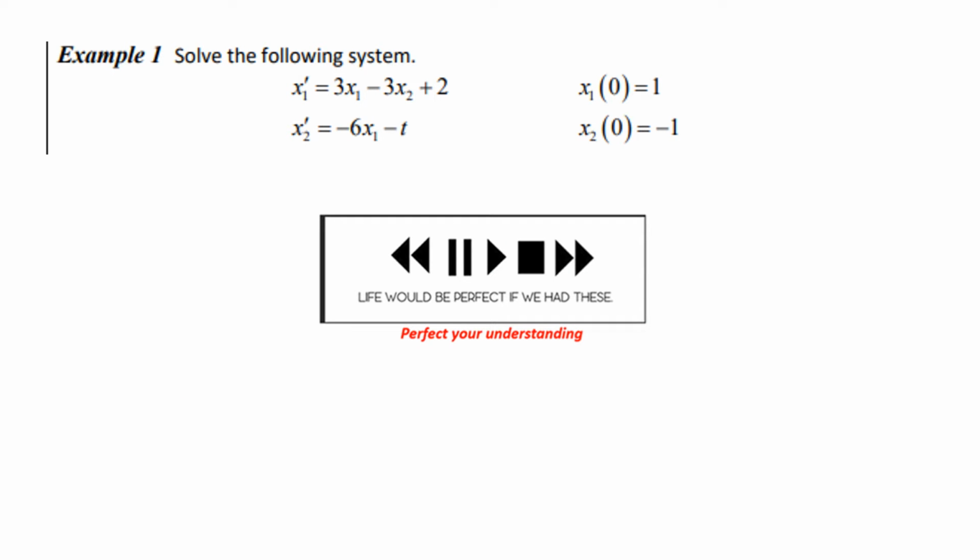We're supposed to solve the following system. So here is the first differential equation and an initial condition. Here's another initial condition for the second differential equation, and we want to solve this system. Notice that they are coupled because x2 appears up here and x1 appears down here. You're going to take Laplace transforms. Let's see how you do.